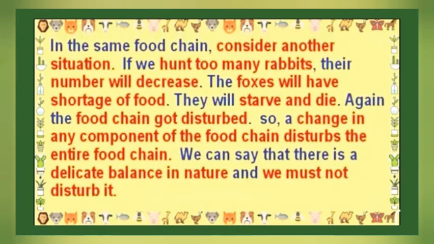In the same food chain, consider another situation. If we hunt rabbits, their number will decrease. The foxes will have a shortage of food. They will starve and die. Again, the food chain got disturbed. So, a change in any component of the food chain disturbs the entire food chain. We can say that there is a delicate balance in nature and we must not disturb it.